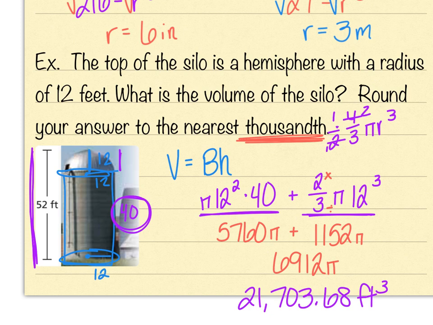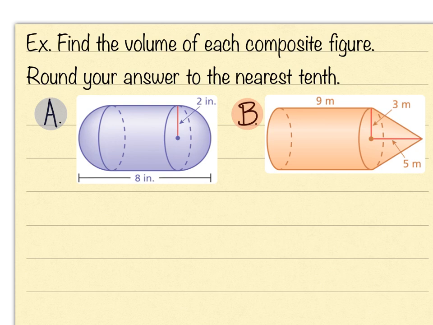And again, that was the volume of the cylinder part, and then the volume of the hemisphere part, which is half of a full sphere, so 2/3 pi r cubed. All right, and for these last two problems, we're going to do them very similarly to how we did the silo problem. We just have a combination of shapes here.